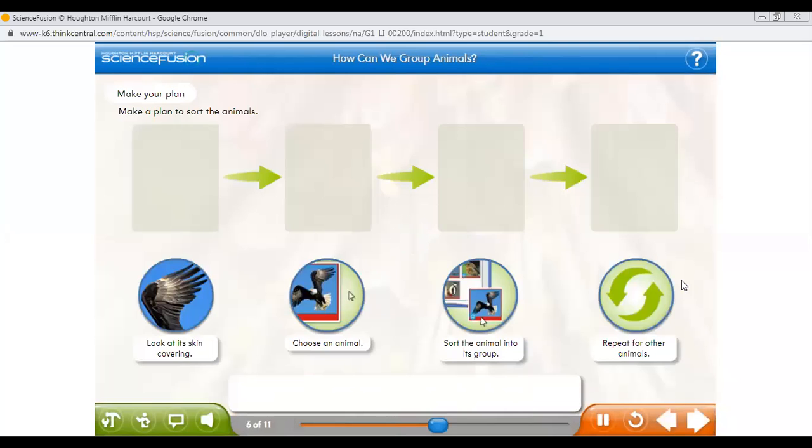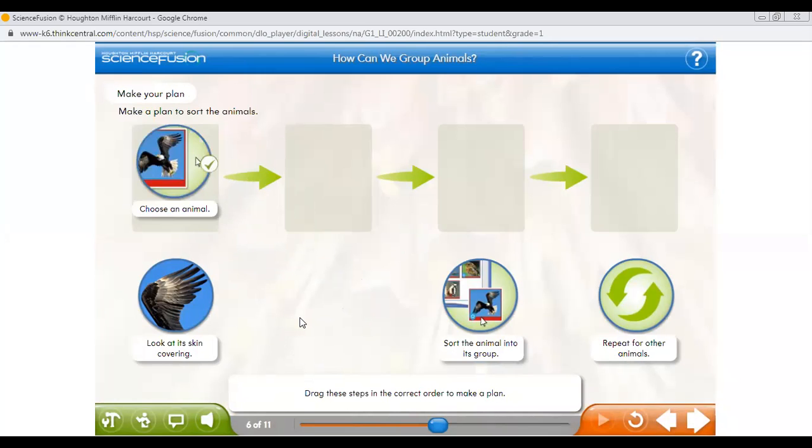Drag these steps in the correct order to make a plan. So the first one, what do you do? Look at its skin covering, choose an animal, sort the animal in its group, or repeat for the other animals. So the first one, what are you going to do? Yes, you choose an animal. So first we choose an animal and then look at its skin.